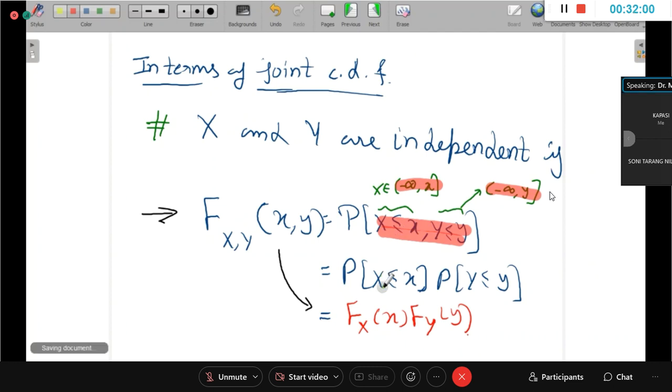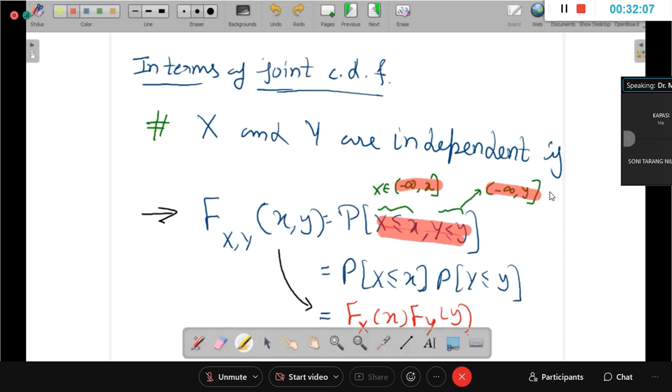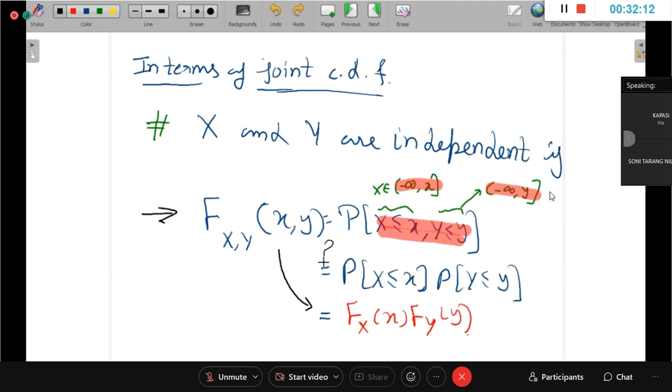Now, if you follow the previous definition, this is nothing but the probability, if it is true, if this happens, that is the probability of x less than or equal to x times the probability of y less than or equal to y. Or in other words, if the joint CDF equals the product of the marginal distribution functions, then you will say that x and y are independent random variables.